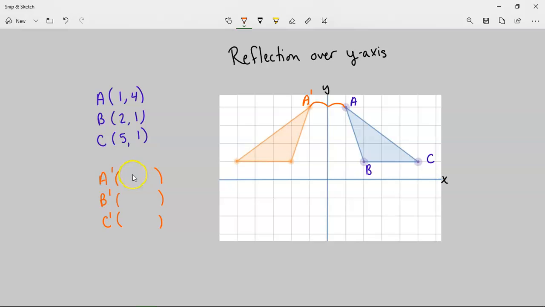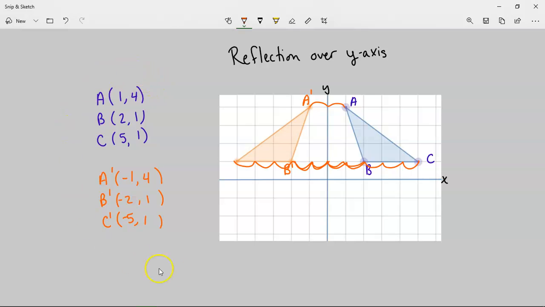Alright, I can find the other points by doing the same thing. It helps if I write the right point, sorry, because we're going to talk about what happens to the points in just a second as well. So if you look at point B, it is to the right of the y-axis by 2, so B prime will be 2 to the left. Alright, and then C is actually 5 to the right, so it'll be 5 to the left. And I'll get this point right here.